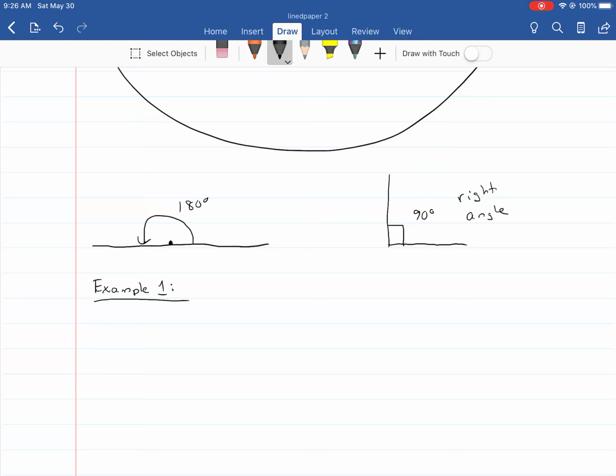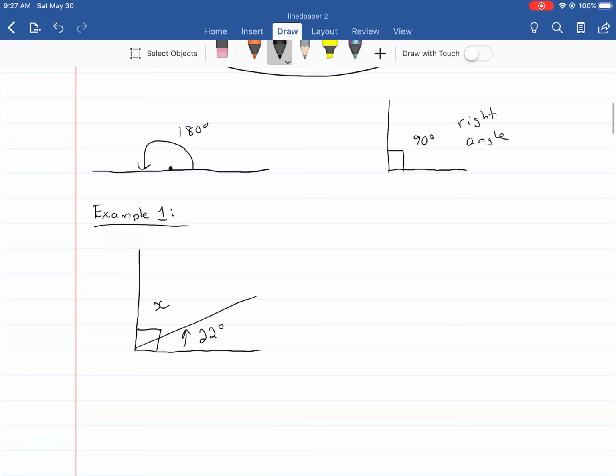Say I've got an example like this, and I tell you that I've got a right angle, and one of the angles inside that right angle is 22 degrees. And I want to know what this other angle is. Well, I know that those two angles have to add up to 90 degrees, so I can make an equation. X plus 22 degrees has to come out to 90 degrees. And I can solve that equation for x and find out that other angle is 68 degrees.